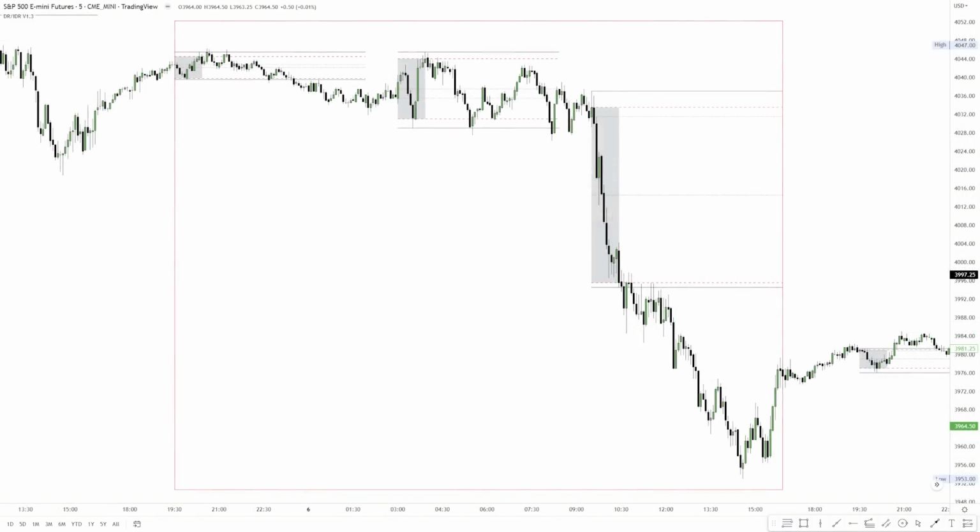And the last example I have for you today is the downside expansion model. It follows the same logic as the upside expansion model, just to the downside.